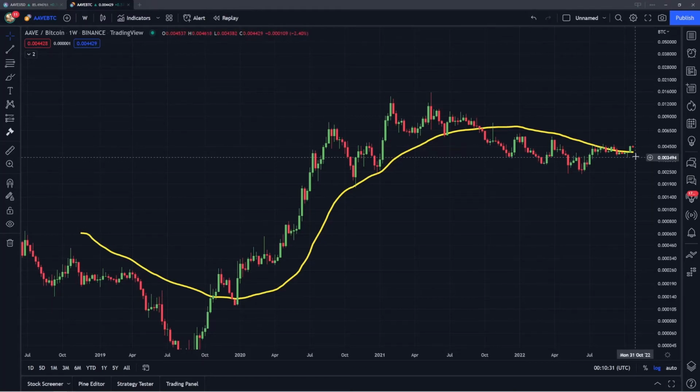Now I'm going to be looking at this yellow line, which is going to be the 50-week simple moving average. And this is a positive sign because we actually have been closing back above the 50-week for the first time really since losing it right back here in September of 2021, that same time frame.